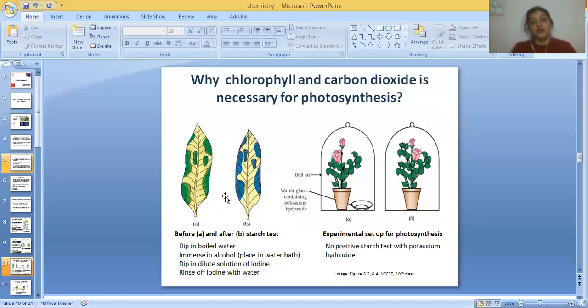and then rinse off with water. Wherever there was chlorophyll, there you'll get a bluish color from the iodine, as it is stained with it. So it proves that chlorophyll is necessary for photosynthesis.